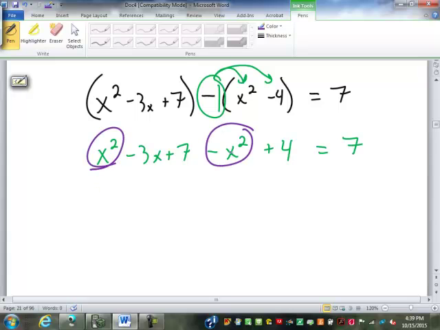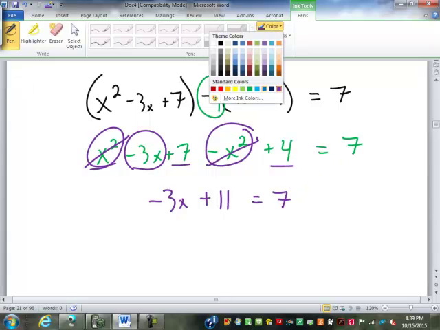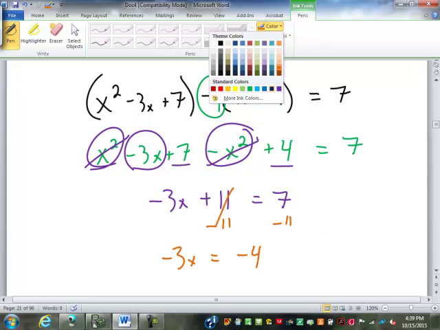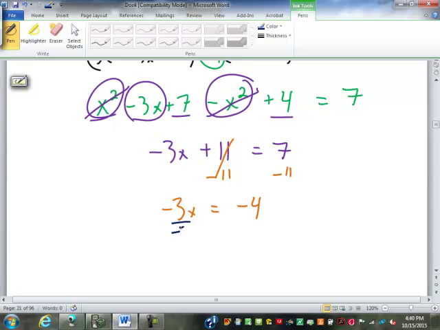Well, x squared and negative x squared cancel. 1 plus negative 1 is 0. Then what? The negative 3x. 7 and 4 make 11. Now what? Subtract 11. So negative 3x equals negative 4. 7 minus 11 is negative 4. And then divide by negative 3. x equals negative 4 divided by negative 3. Negative divided by negative is positive. So it would be positive 4 over 3, which reduces to 1 1/3. So x is 1 1/3.